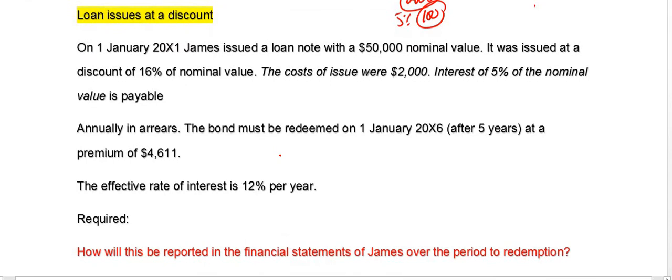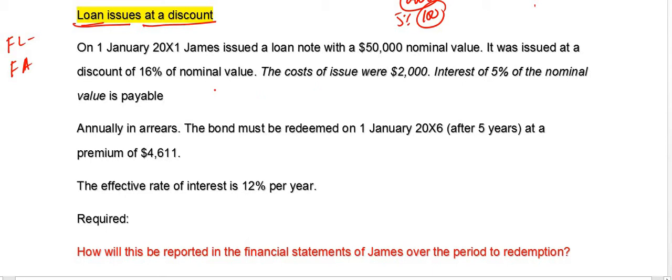Now we will discuss another question, and this question is about a loan issued at a discount. Again, when you issue a loan, it will be a financial liability for you, and the person or entity that invests in that loan, meaning they lend some money to you against this loan, it will be a financial asset for them, and for you it will be a financial liability. Financial liabilities are normally measured subsequently at amortized cost. But in some cases we measure at fair value through profit or loss.